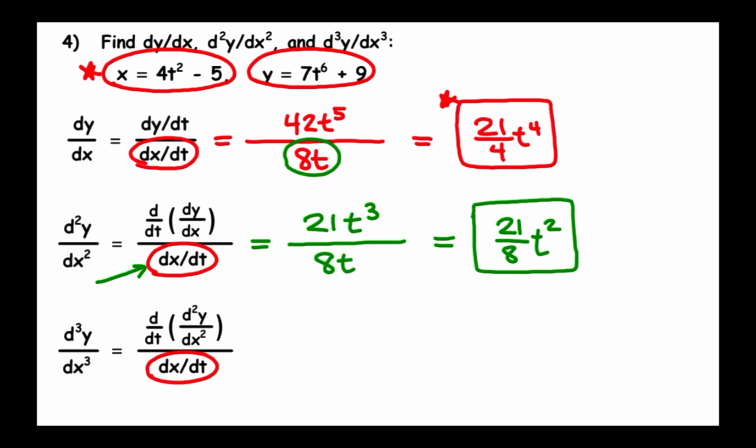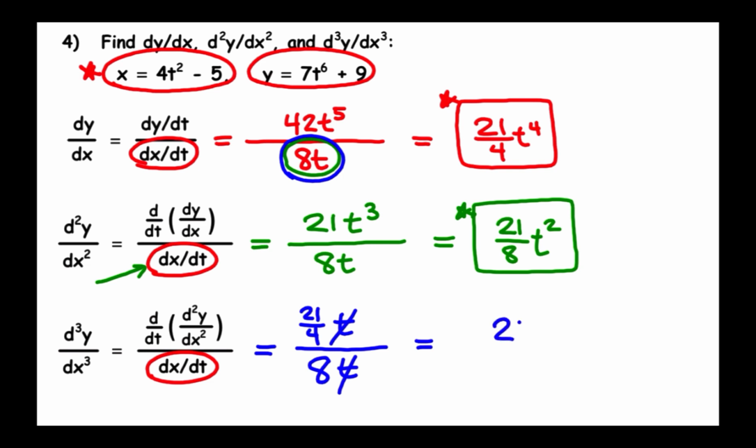And finally, for the third derivative, I'm going to go ahead and switch to blue. We'll take the derivative right here of this green part. So again, the 21/8 times the 2 will be 21 fourths. This is in the numerator. T to the first. And again, we're still dividing by dx dt, which is the 8t. In this case, the t's are going to cancel out. And if you simplify that fraction by multiplying numerator and denominator both by 4, you get 21/32. And that's your third and final derivative.